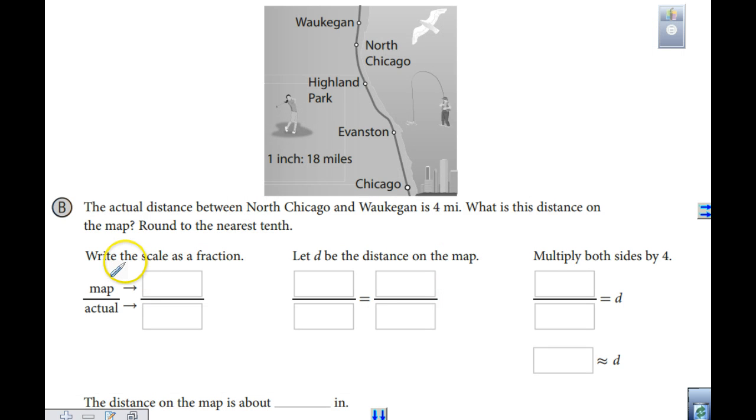Let's give it a try. The actual distance between North Chicago and Keegan is 4 miles. What is the distance on the map? Okay, so is this an actual or a map? Actual. So let's go on the top or the bottom.